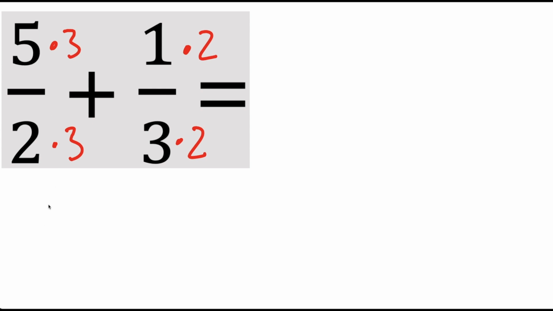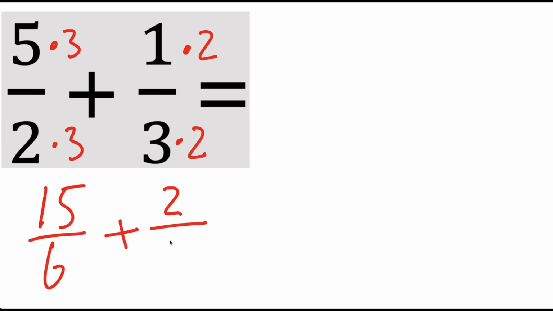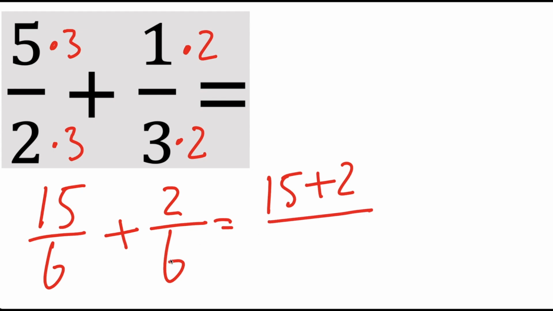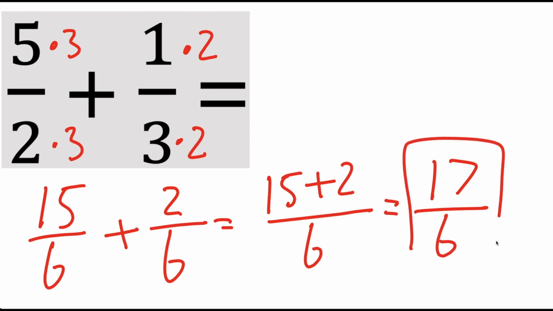So 5 times 3 is 15. And 2 times 3 is 6. Plus 1 times 2 is 2, divided by 3 times 2 is 6. So now I have a nice common denominator, and so I can just add the numerators. So I get 15 plus 2, divided by the common denominator, which is 6. And we know 15 plus 2 is 17. 17 divided by 6 is our final answer.